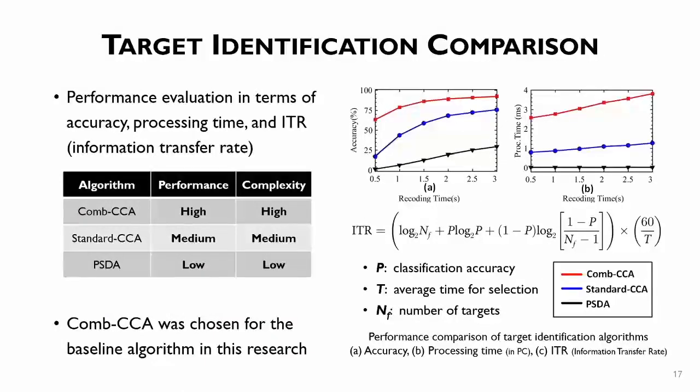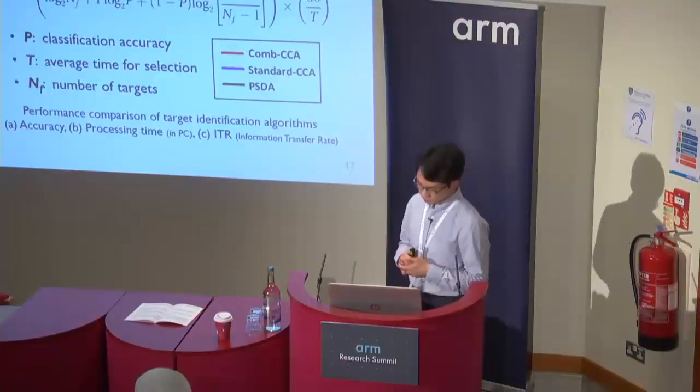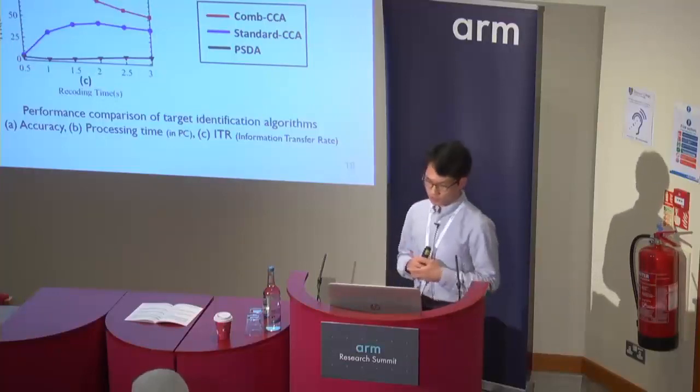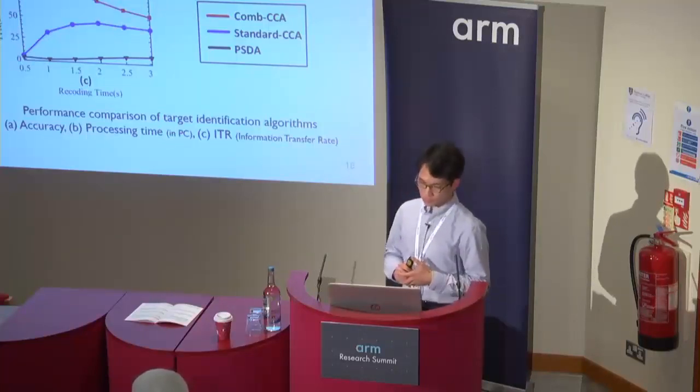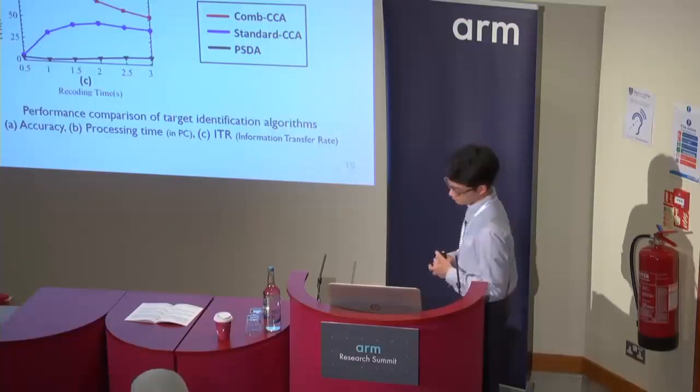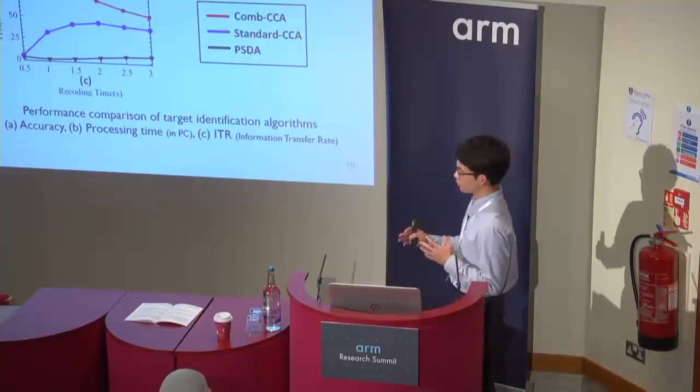So when we compare these 3 candidate algorithms for the single channel SSVEP, the accuracy performance and the processing time will be like this. As you can see in the top right corner, the combination CCA has the highest accuracy and longest processing time compared to the others. And there is another performance metric, ITR. It is a widely used performance metric for the BCI speller system. Even though the ITR performance of the combination CCA degrades according to the recording time, it is always higher than the other 2. So in this research, we selected the combination CCA for the baseline algorithm. The high computational complexity problem can be solved with our proposed optimization methods.